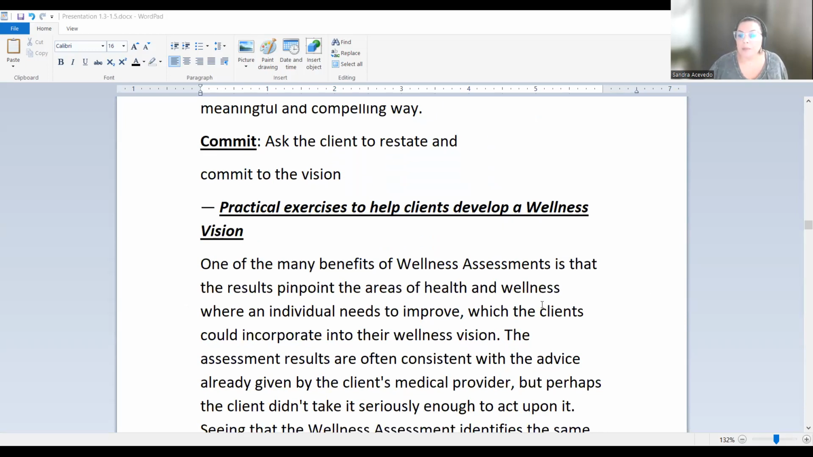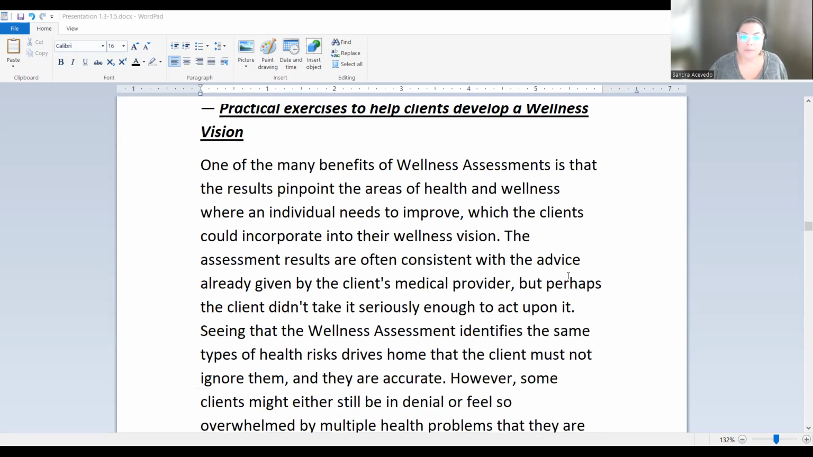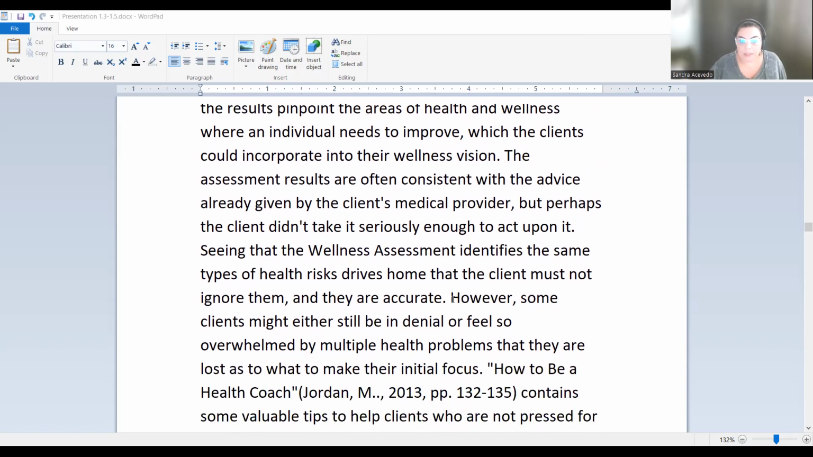Practical exercises to help clients develop a wellness vision. One of the many benefits of wellness assessments is that the results pinpoint the areas of health and wellness where an individual needs to improve, which the clients could incorporate into their wellness vision. The assessment results are often consistent with the advice already given by the client's medical provider, but perhaps the client didn't take it seriously enough to act upon it. Seeing that the wellness assessment identifies the same types of health risks drives home that the client must not ignore them, and they are accurate.